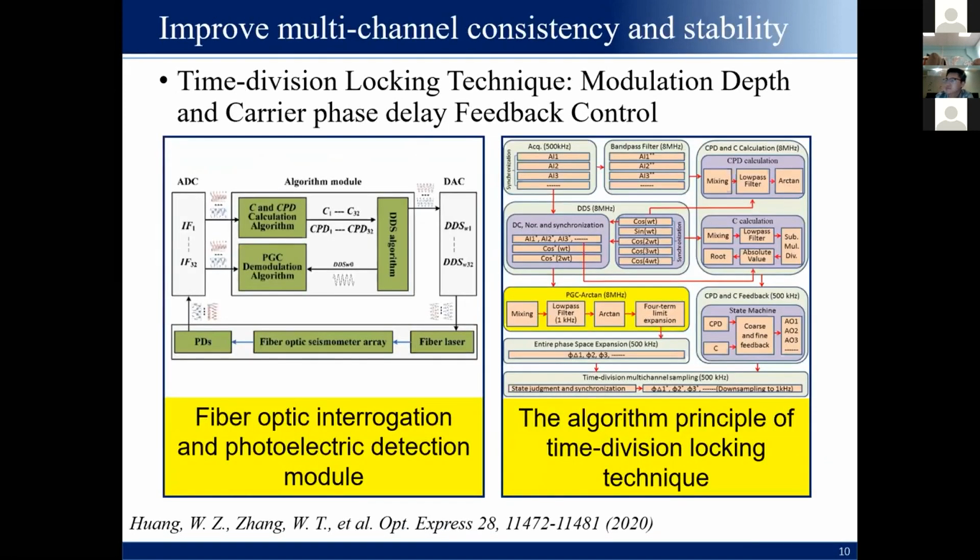Last but not least, modulation depth and carrier phase delay feedback control is realized by time division locking technology. The basic principle of the technique is shown below. We divide the system into 4 modules: fiber optic interrogation and photoelectric detection module, algorithm module, analog to digital converter module, and digital to analog converter module.